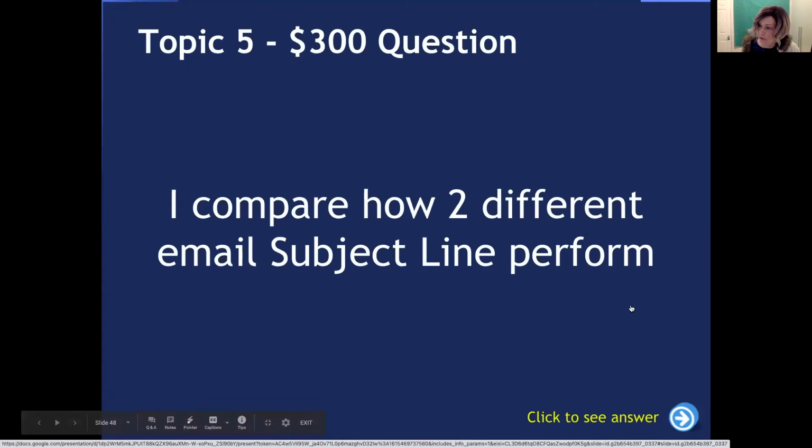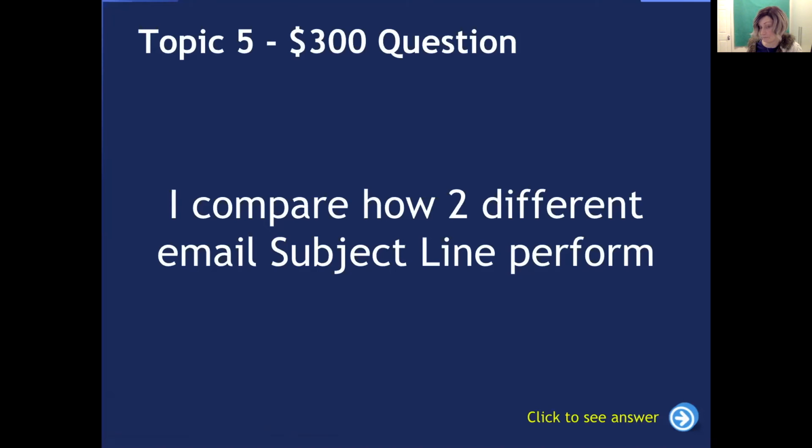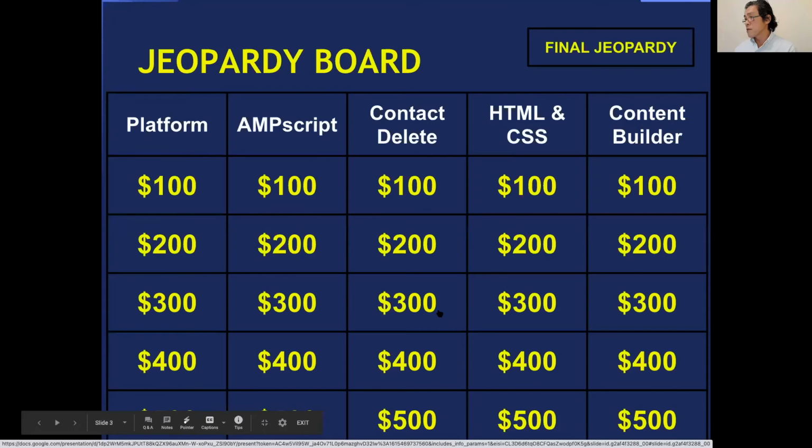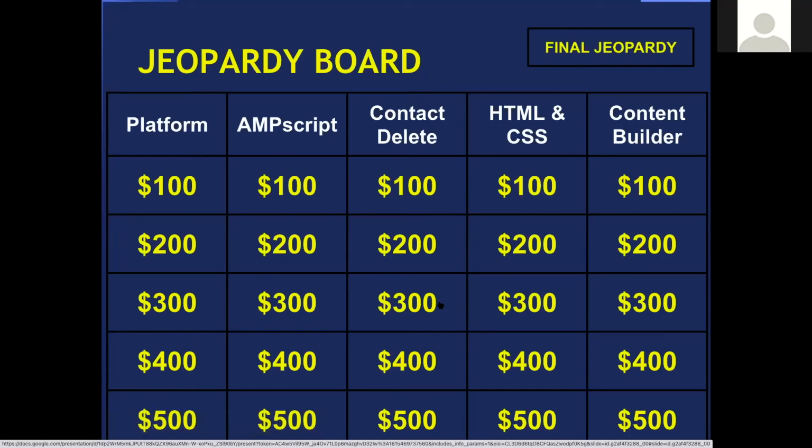I compare how 2 different email subject lines perform. What am I? A/B test. That is correct. Okay, so the last 2 are available on Content Builder if you want. Yeah, I'll take another one. 400, Josephine, 400, Content Builder.